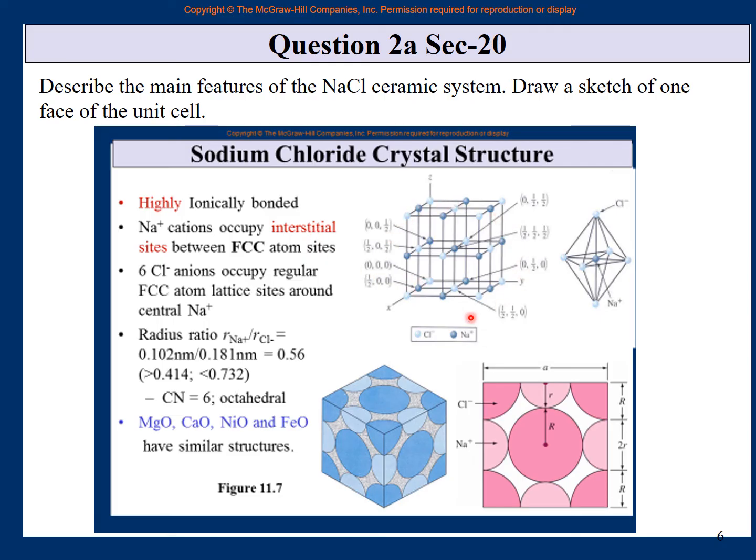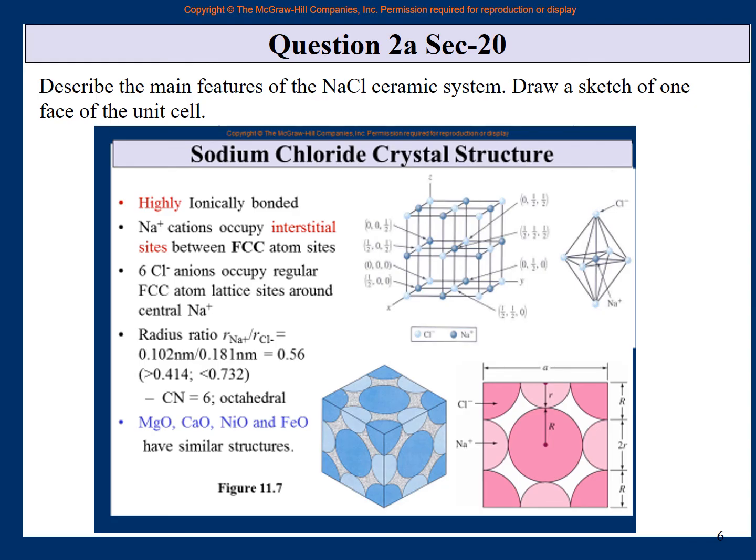So you are not asked to draw this, but FCC is this face in the middle. All those are light blue ones, and the dark blue ones are interstitial between this and so on, right? And very importantly, the coordination number is 6. The coordination number is 6. If you have written any other detail, it is good, but highly ionic, FCC basically, interstitial sites, and coordination number of 6. If you have done this, then you have done most of the things.